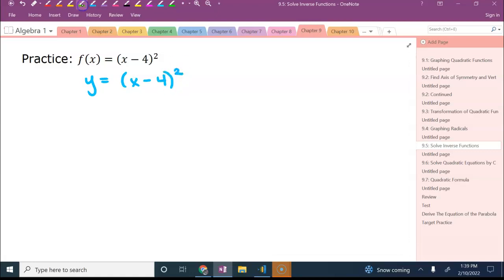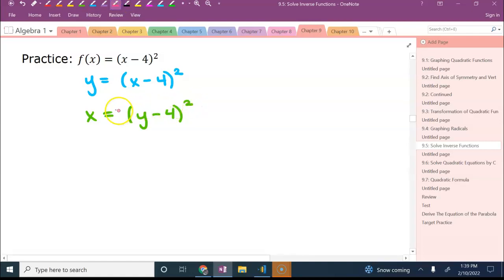Now I'm going to switch my x and my y around. So it says x equals y minus 4 squared. Now I can't add the 4 quite yet because I have this parentheses around that whole quantity. So I want to get rid of the squared.